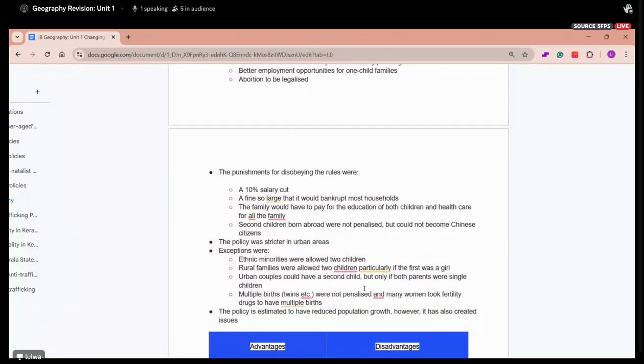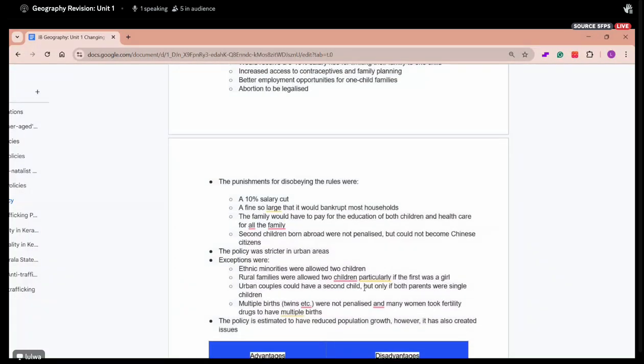The policy was stricter in urban areas. However, exceptions were ethnic minorities, rural families, especially if the first was a girl. Urban couples could have a second child, but only if both parents were single children. Multiple births, twins, were not penalized, and many women took fertility drugs to have multiple births. And the policy is estimated to have reduced population growth.